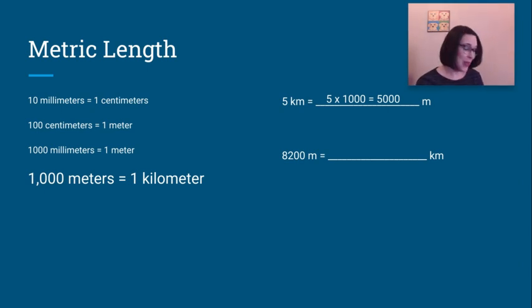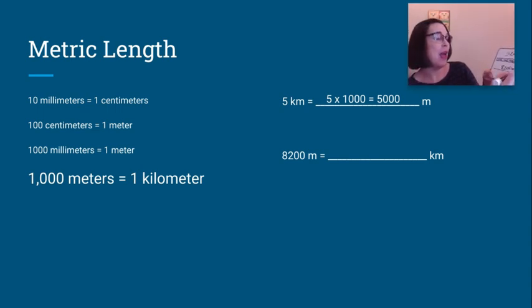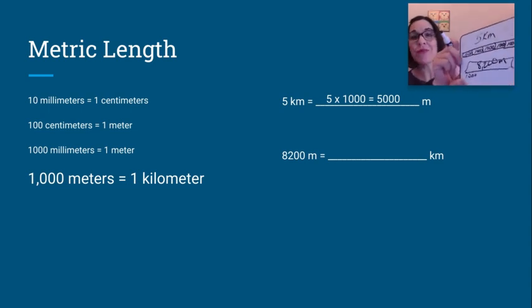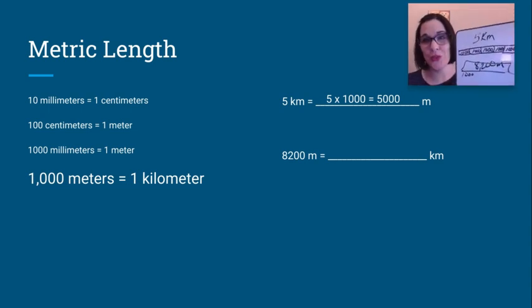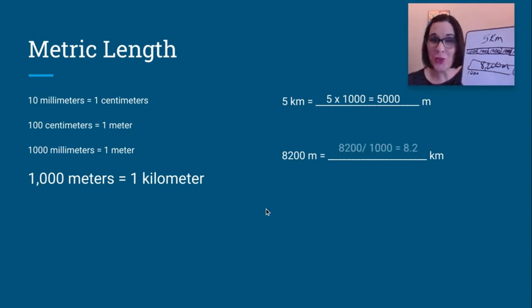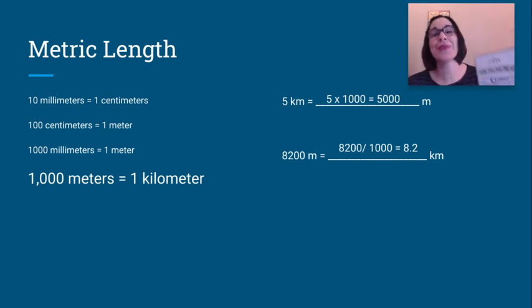And for the next question here, we have 8,200 meters. So picture 8,200 desks stretched on down the road. How many kilometers would that be? I need to know how many groups of 1,000 go into 8,200. So 8,200 divided by 1,000 is 8 2/10.